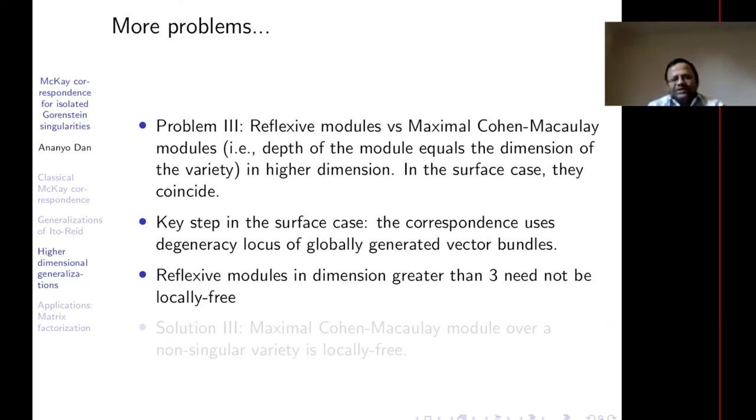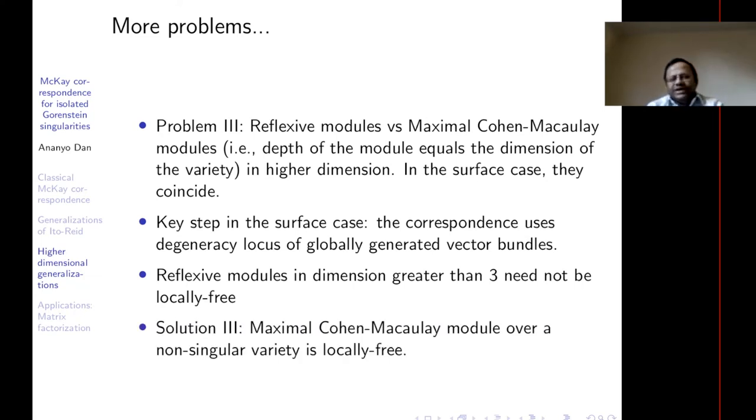We know that if we just do the same thing, if we pull back the reflexive module from the singularity to the resolution, even in higher dimension, we only get a reflexive module. And it is locally free only on a complement of codimension at least three. In particular, if you are in a variety of dimension at least three, it is not going to be locally free. So we are in trouble.